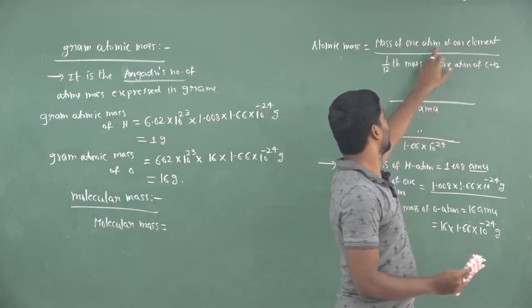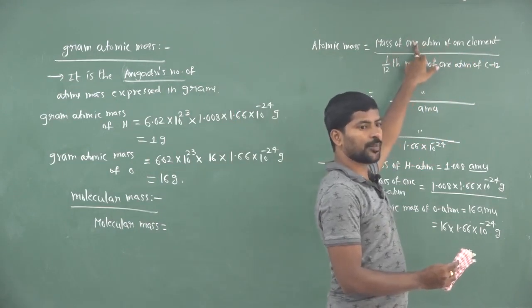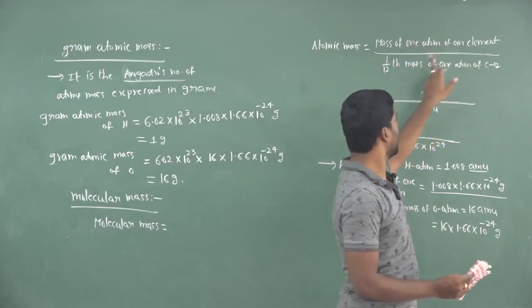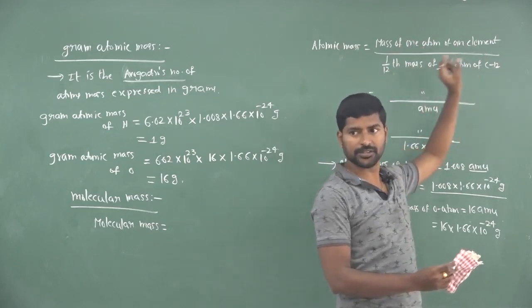Okay, atomic mass means what? How many times the mass of one atom of an element is heavier compared to 1/12th mass of one atom of carbon 12, that is atomic mass.